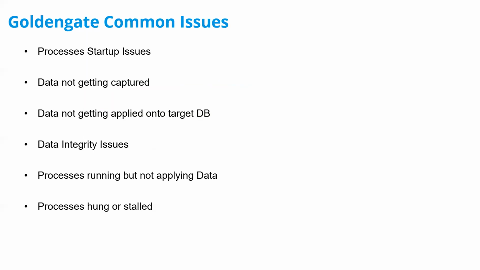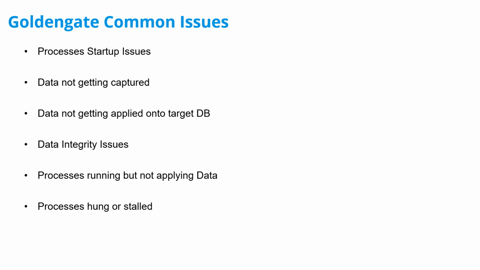Then data integrity issues could be there. Data integrity means whatever you want to replicate should be replicated. Suppose there are 10 transactions happening on the source database, and based on your requirement you want to replicate those 10. Data integrity should always be maintained. If it's not maintained, then it will be an issue. That means there are 10 transactions on source, but on target only 5 transactions are getting applied. Or the process is running, but not applying the data.